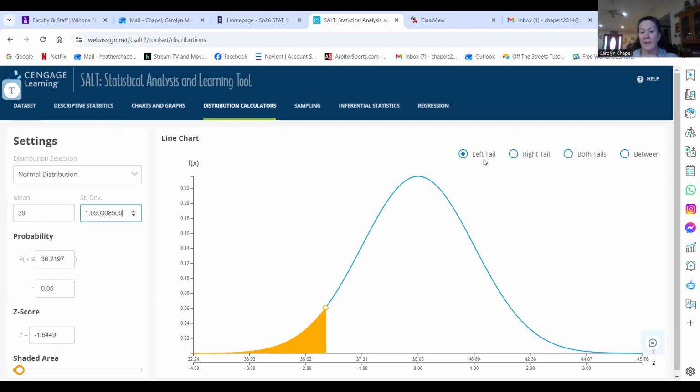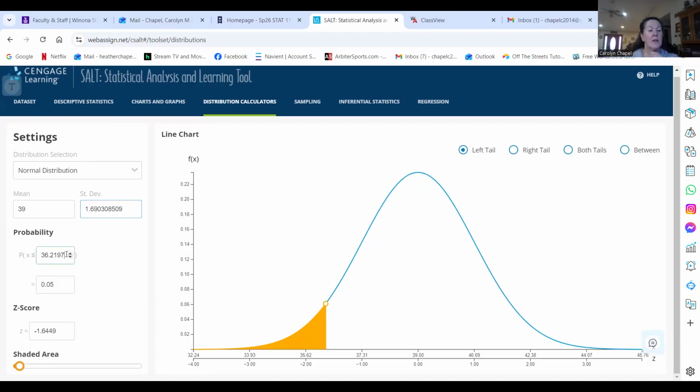We are using a left tail, so hopefully by this time you should be getting more comfortable with using the buttons in between here. The left tail, the right tail, both tails are between. We are looking for what is X bar. Notice our X is now X bar, less than 37. And our probability turns out to be 0.11836.